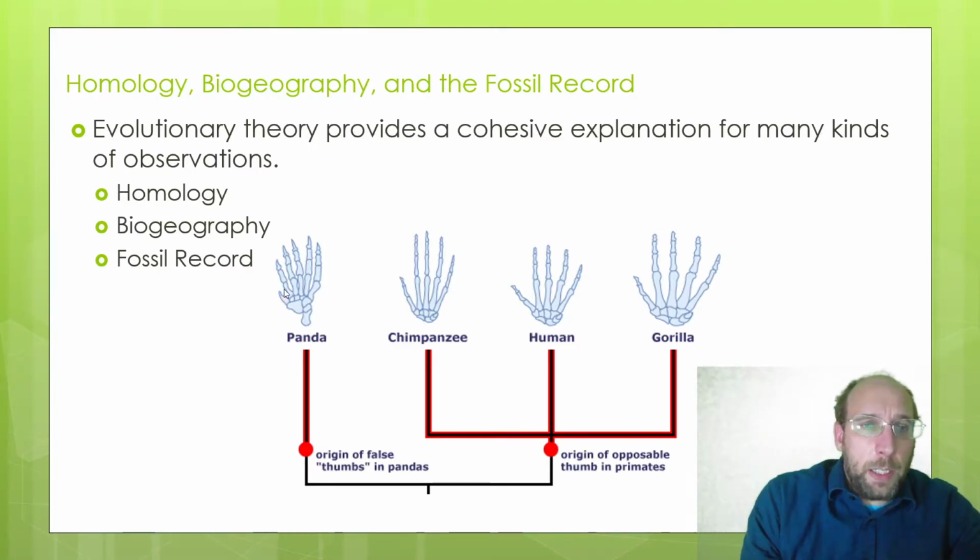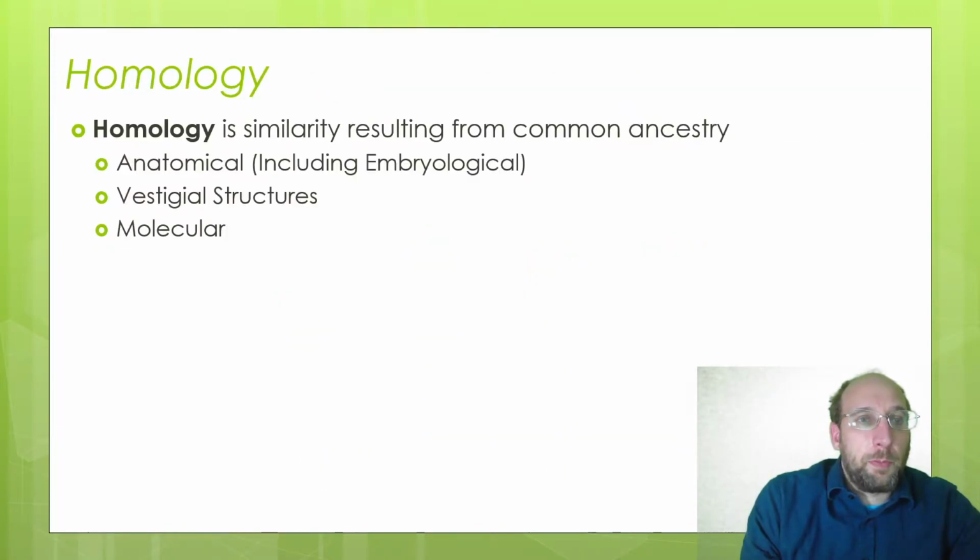If you look at the pandas, their thumb actually develops from this bony fragment of the wrist. And it's very different in structure from the chimpanzee, human, and gorillas, showing that the panda does not share a recent common ancestor with the three great apes. So homology is a similarity that you see that shows common ancestry. And there are three main types of homology we're going to discuss: anatomical, vestigial, and molecular.